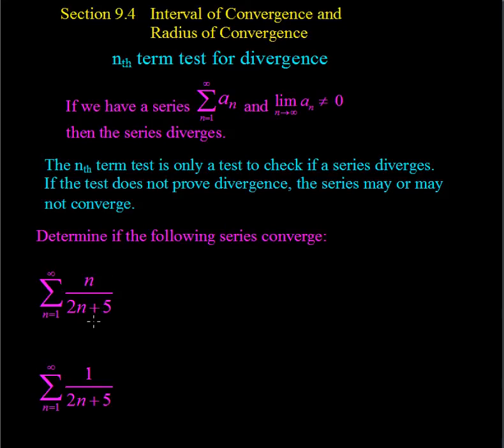So if I take the limit of this function, the limit as n approaches infinity of n over 2n plus 5, we can see that that is actually heading towards 1 over 2. So that's not equal to 0. And so the limit of this thing, again, is not equal to 0. The series, therefore, diverges.